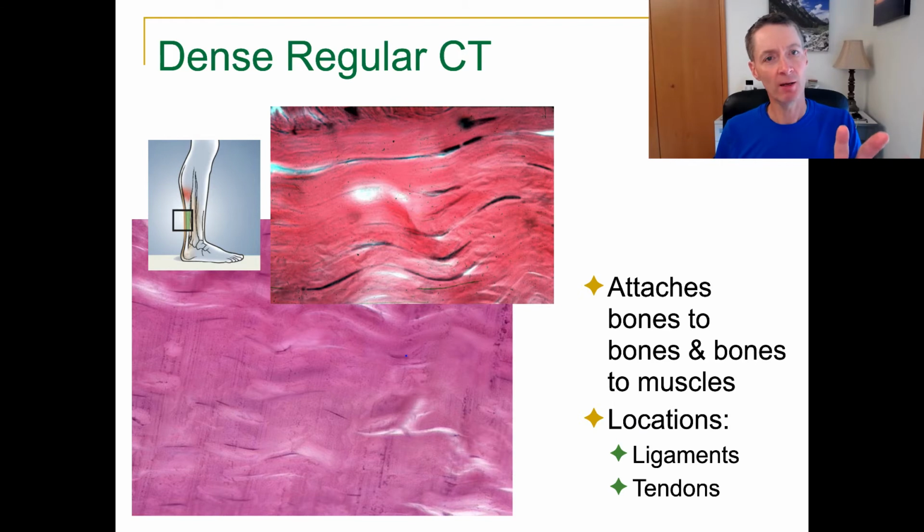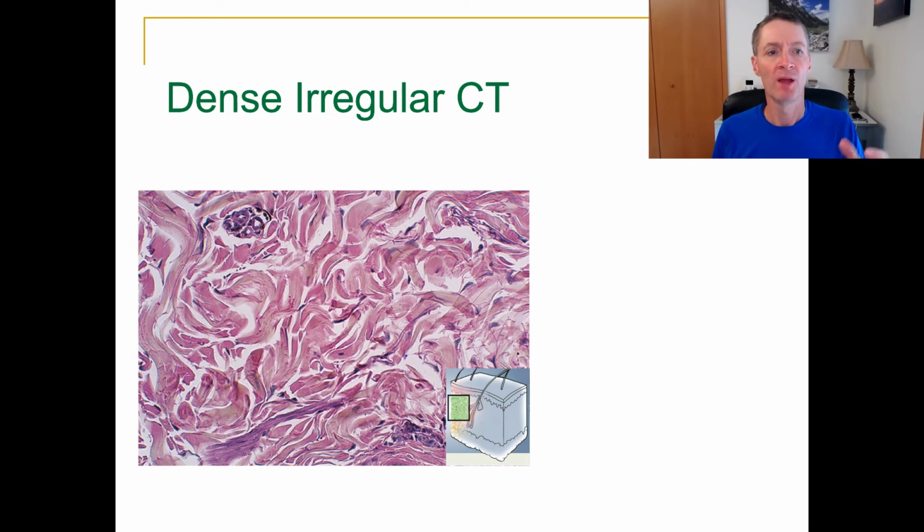All right, now let's move off of this dense regular and think about what would happen if there was not just one direction of these fibers. What if we had a need for strength in many directions? Okay, this is where we'd get to the dense irregular connective tissue. So a part of the strength of the skin, in fact, is not just about the outside covering surface, the epithelium, but also about the dermis of the skin that we're going to talk about later.